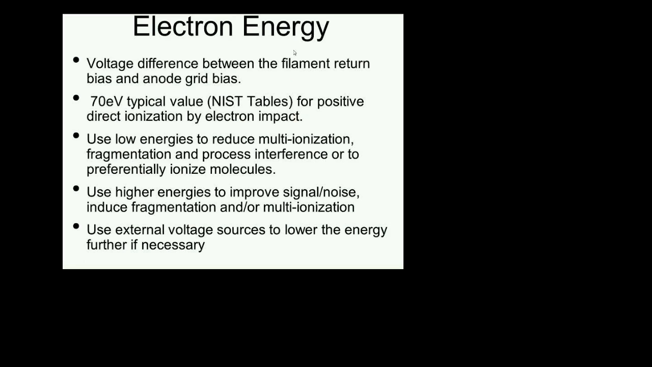As we talked about before, the electron energy ends up being the voltage difference between the filament and the anode grid bias. 70 eV is the value used by the NIST tables for positive direct ionization by electron impact. It's the one that all vendors use, so you can compare spectra directly. You use low electron energies to reduce the possibility of multi-ionization and fragmentation of the molecules, and to avoid process interferences, and I'll talk about this a little bit. You use higher energies to improve signal-to-noise ratio. If I want a little more signal, you hit a little harder, and you get a few more ions.